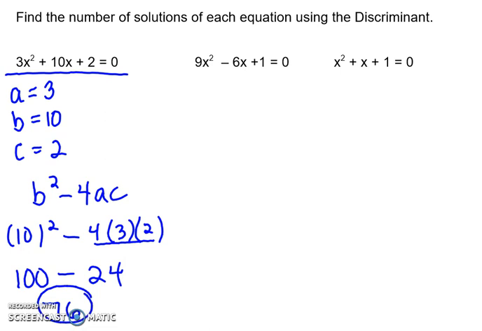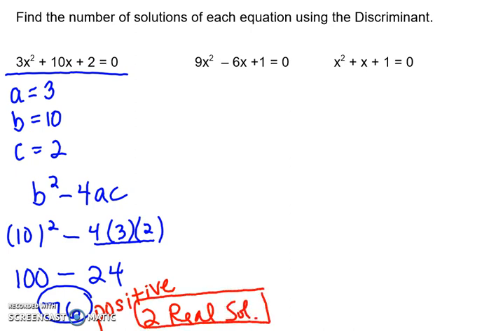That is enough information for us to tell how many solutions there are to this equation. Because that is positive, that's what we care about. If our discriminant is positive, we will have 2 real solutions. That means that you have 2 x-intercepts. This equation, or this graph parabola, would be crossing your x-axis twice.